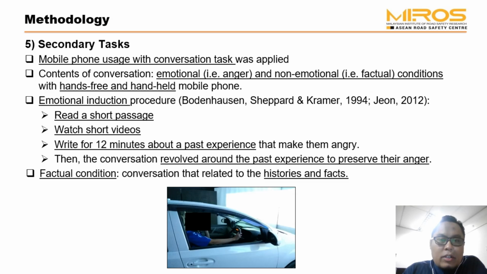Participants were asked to read a short passage and watch short videos designed to make them angry, and then write for 12 minutes about a past experience that made them angry. Then the conversation revolved around the past experience to preserve their anger. For the factual conditions, question and answer methods were involved in the conversation that related to history and also facts. So every conversation took about 2 minutes to complete, and the photo shows the participants conducting the conversation task using the handheld mobile phone.